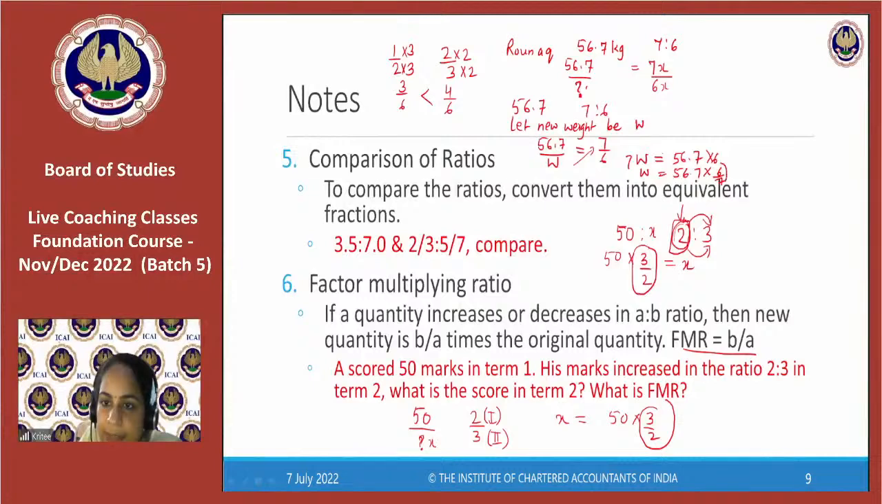So this 6/7 is nothing but factor multiplying ratio. Factor multiplying ratio says if the quantity is increasing or decreasing in A:B ratio, then B by A will be multiplied with the original quantity to get the new quantity. The reciprocal, or the inverse of the ratio, that you multiply with the original quantity is known as factor multiplying ratio.